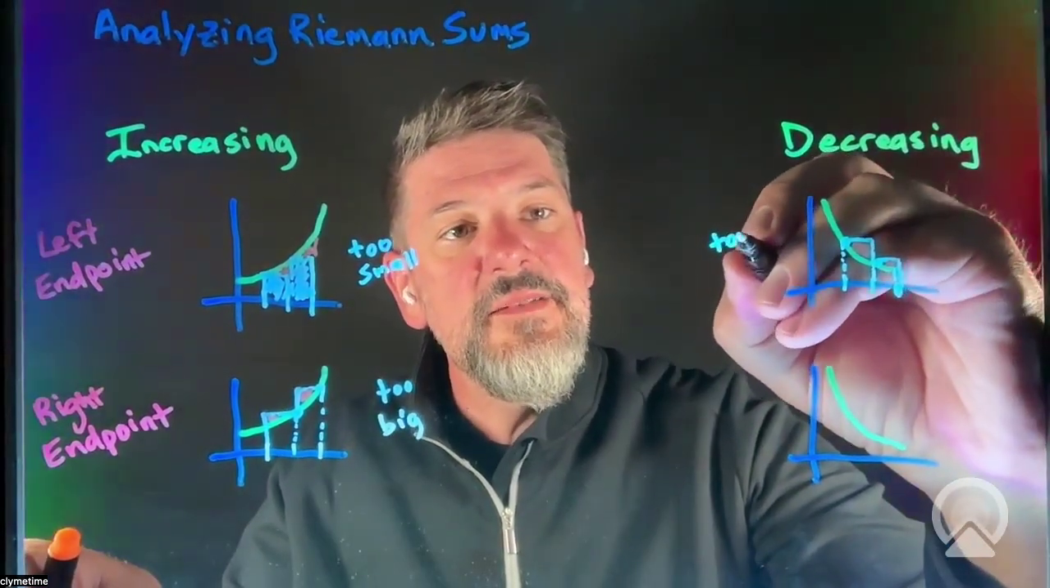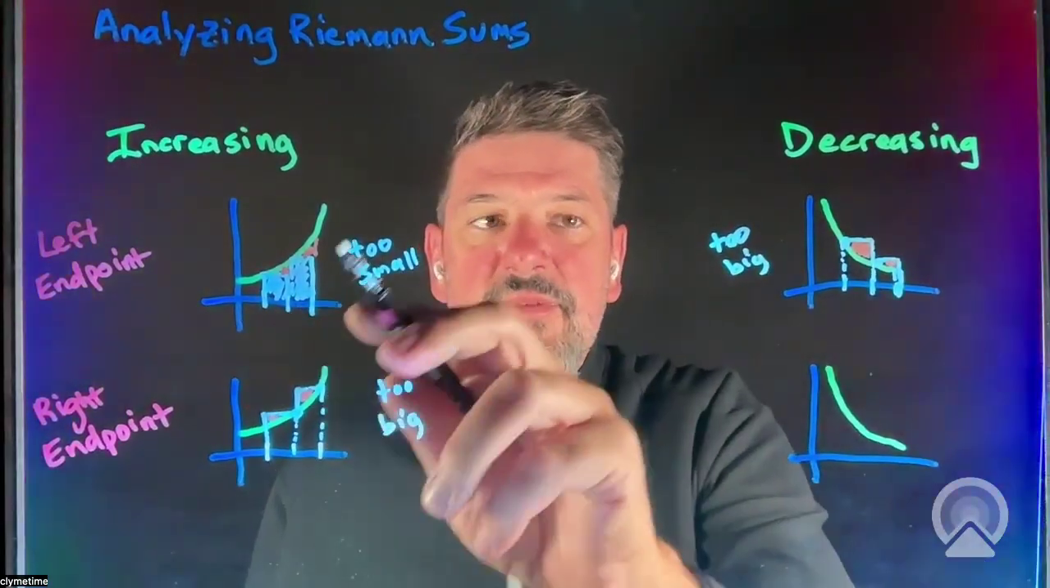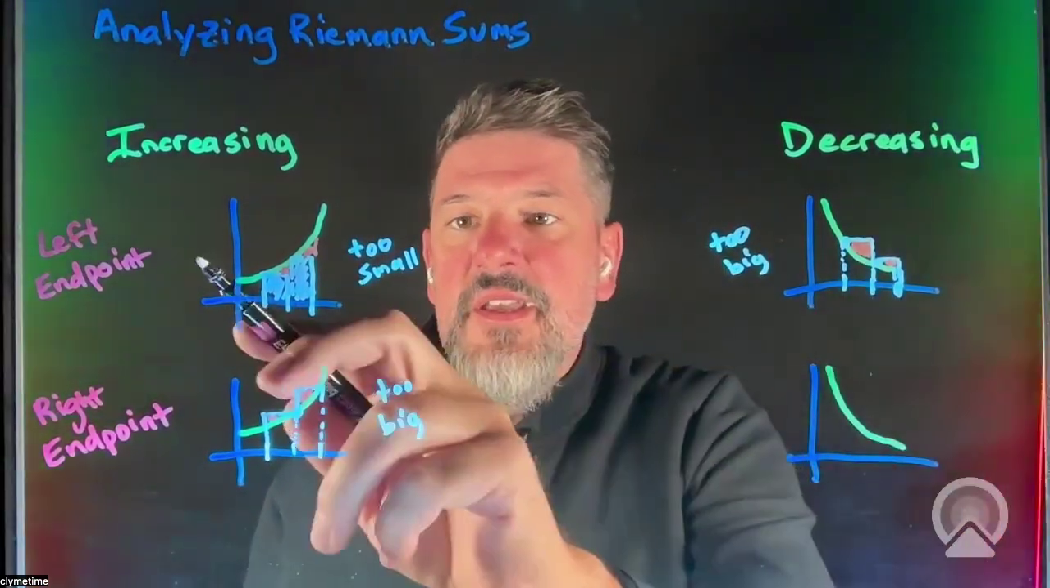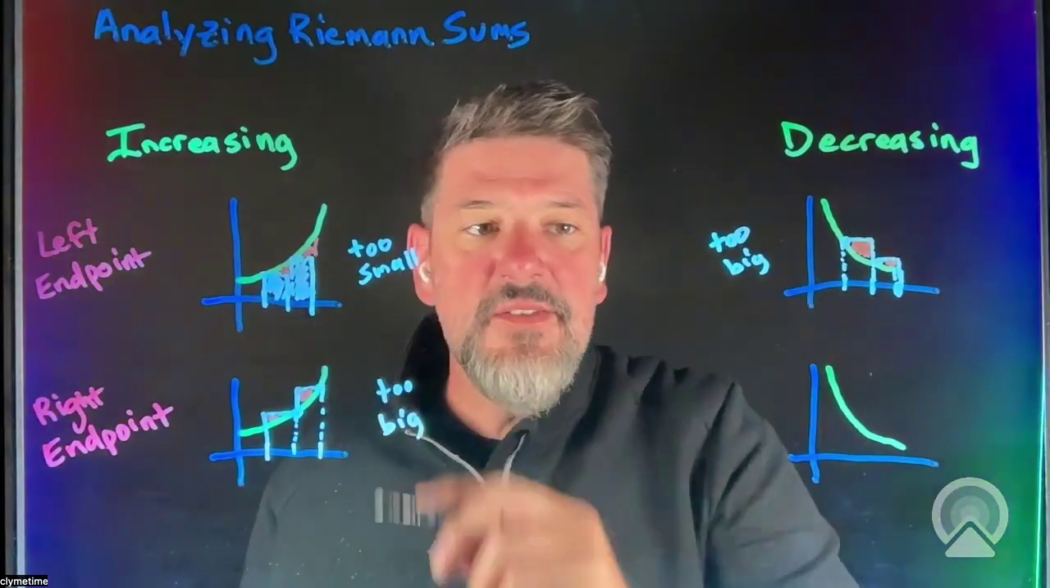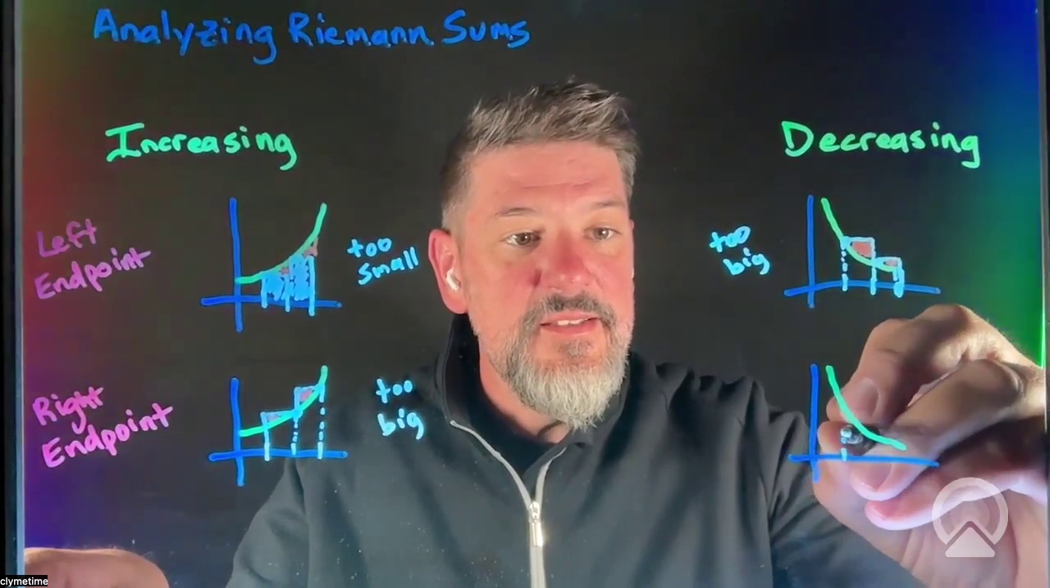So it's the exact opposite of what we got when we used left endpoints when it was increasing. So when it's decreasing, we're too big. And when we're increasing, it's too small. And then you can probably guess what's going to happen next. Again, same area.